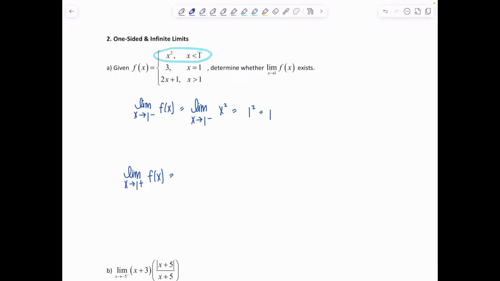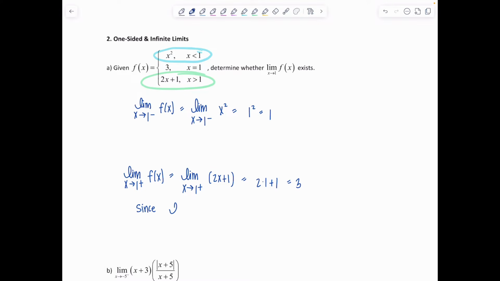Great. Now we're going to look at the limit as x approaches 1 from the right of f of x. Okay, well from the right, the piecewise function is defined to be 2x plus 1. So that's what I'm going to use for my limit. Limit as x approaches 1 from the right of 2x plus 1 is going to be 2 times 1 plus 1, which is 3. Now these are not equal.